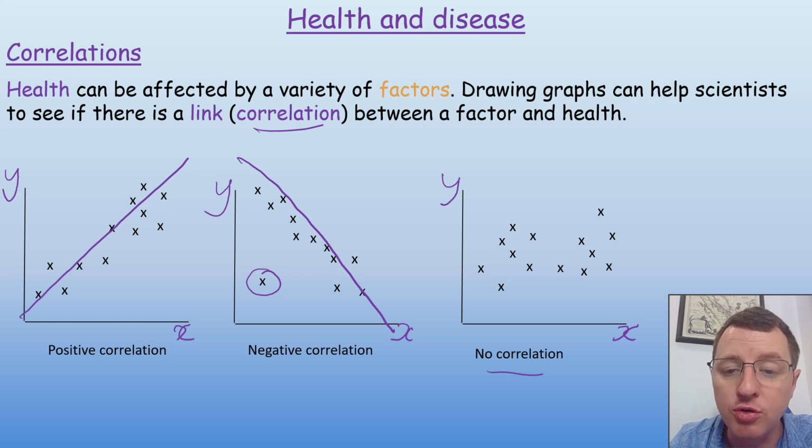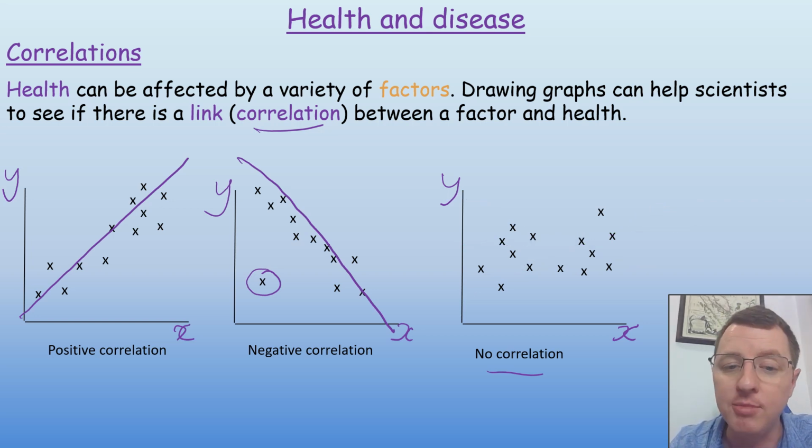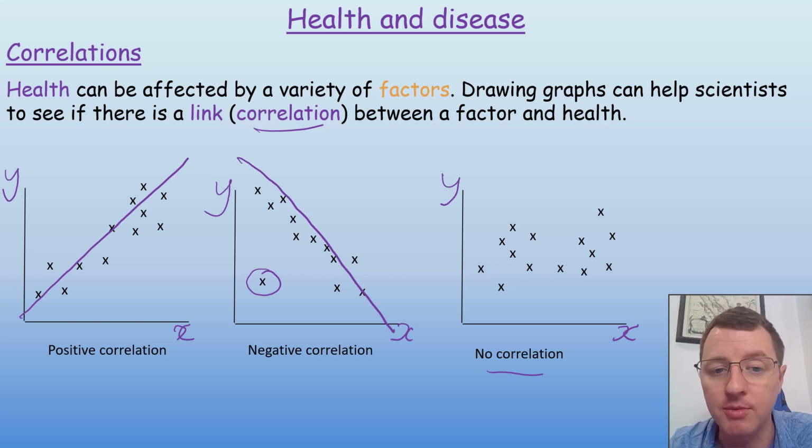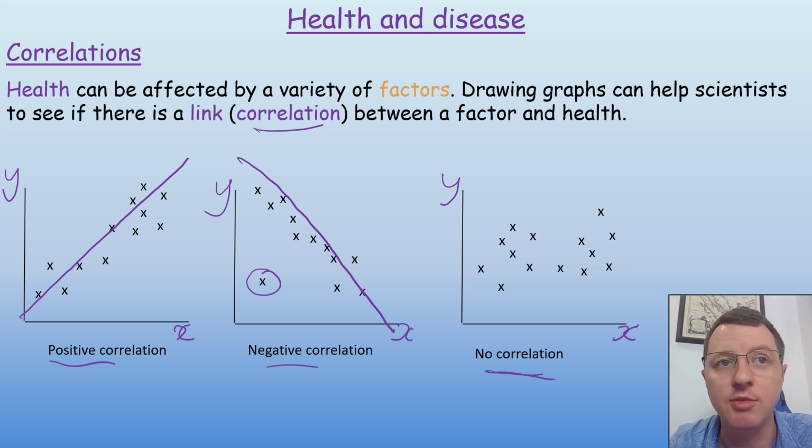You could choose to put a line of best fit through this graph here, but an equally suitable line of best fit may go there, or here. So we don't really have a clear line of best fit, so there is no clear correlation between our two factors. These descriptions, positive correlation, negative correlation and no correlation, will become incredibly important as we go through the next few slides.